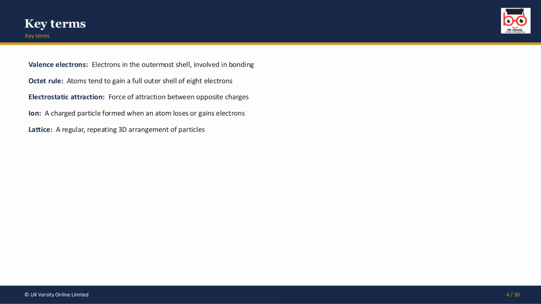Valence electrons are the electrons in the outermost shell, the ones involved in bonding. The octet rule is the tendency of atoms to gain a full outer shell of 8 electrons. Electrostatic attraction is simply the force between opposite charges. An ion is a charged particle, formed when an atom loses or gains electrons. And a lattice is a regular, repeating 3-dimensional arrangement of particles.